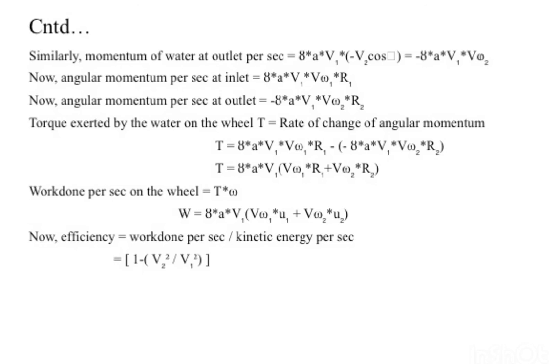Now efficiency again is output upon input. Output is the work done per second divided by the kinetic energy per second. Therefore you can obtain the efficiency as 1 minus V2 square divided by V1 square. So that's it. These are all the derivations required for the impact of jet. Thank you.